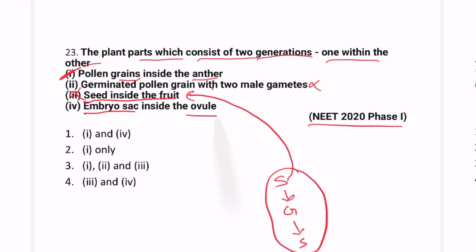Embryo sac inside the ovule. Embryo sac is nothing but the female gametophyte and ovule is the parent sporophyte. So this is also a correct option. So the answer is 1 and 4. First option.